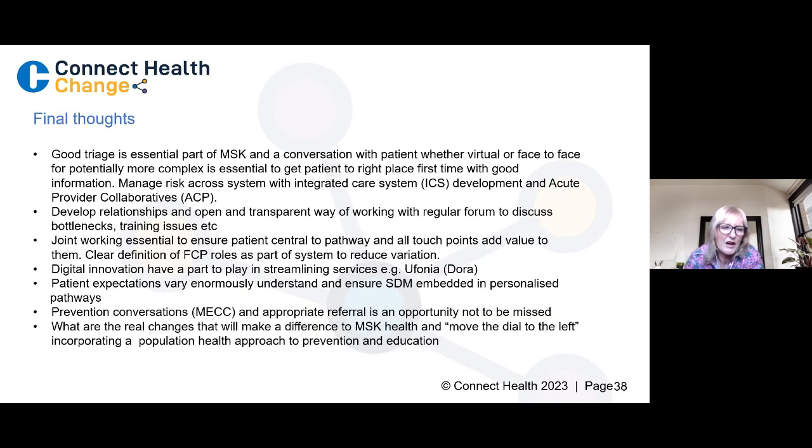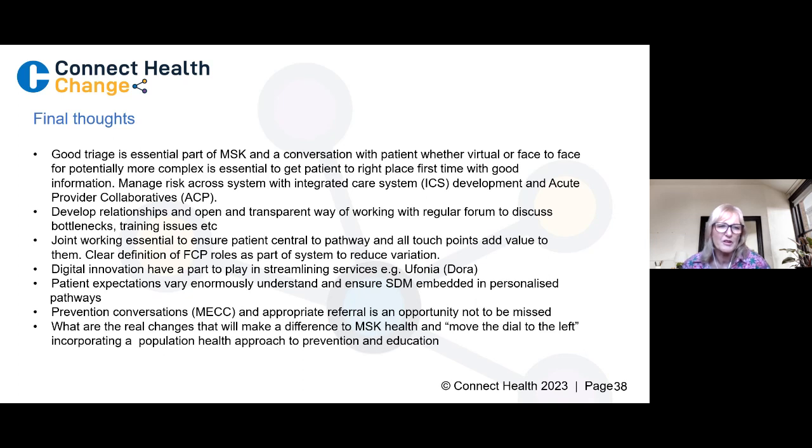So just final thoughts. Good triage is an essential part, I think, of the process, and a conversation with the patient, whether virtual or face-to-face, also adds value to that, particularly for those complex patients. We need to manage the risk across the system, so we need that joined up approach between acute and MSK and primary care to ensure that those patients are getting to the right place first time. Those relationships are essential for working well, and moving forward that has to be what integrated care systems are all about, isn't it?